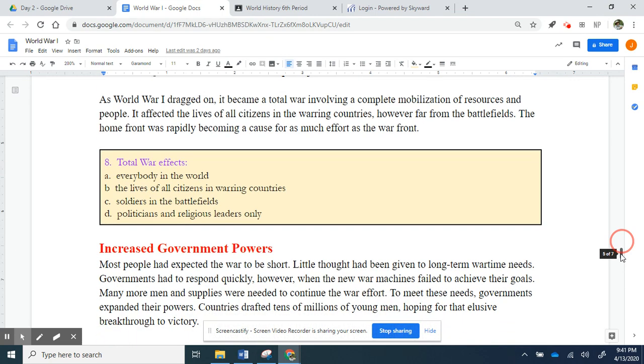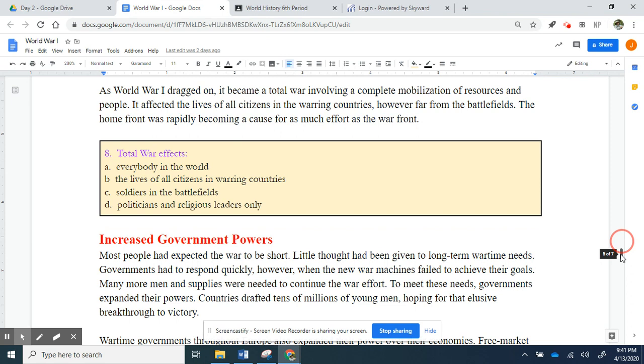So 8, total war affects A, everybody in the world, B, the lives of all citizens in warring countries, C, soldiers in the battlefields, D, politicians and religious leaders only. The correct answer for 8 would be B, the lives of all citizens in warring countries.